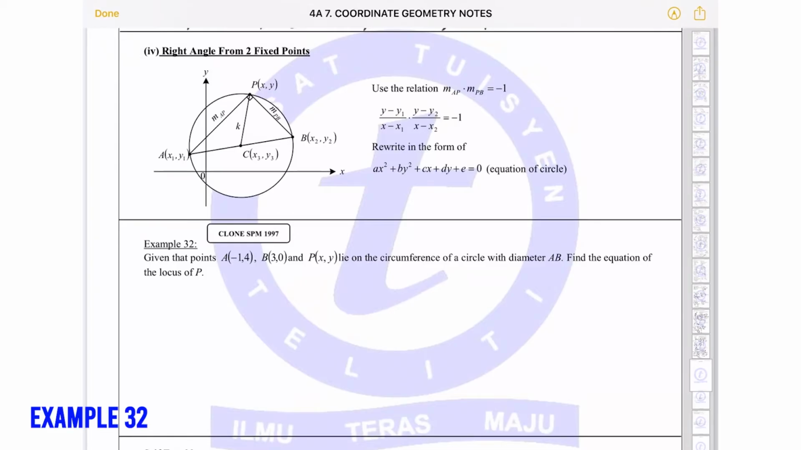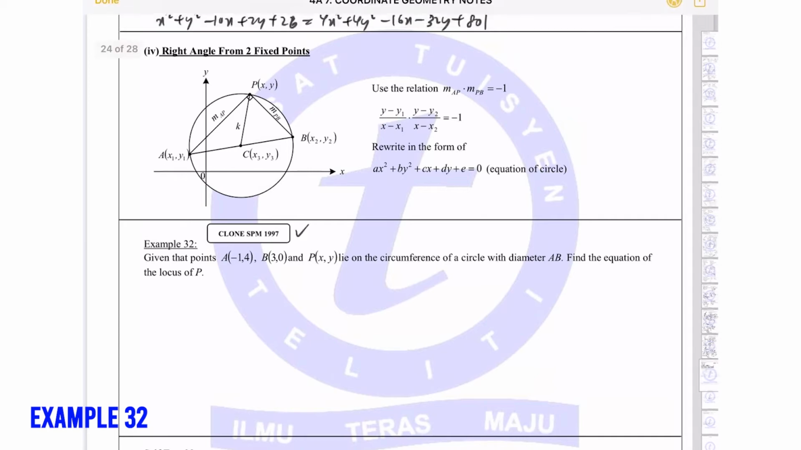Okay, right angle from two fixed points. So this is a bit, how would I say, not a common exam question, but yet they can test in SPM. It came out in SPM before 1997, you can see from here.